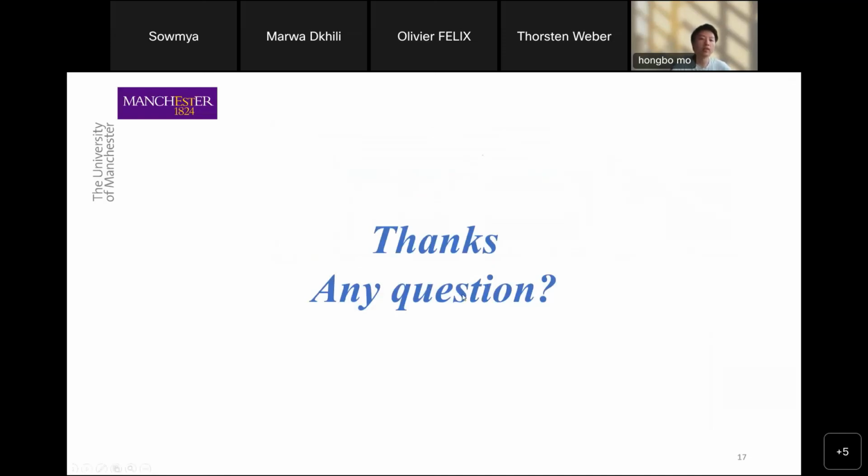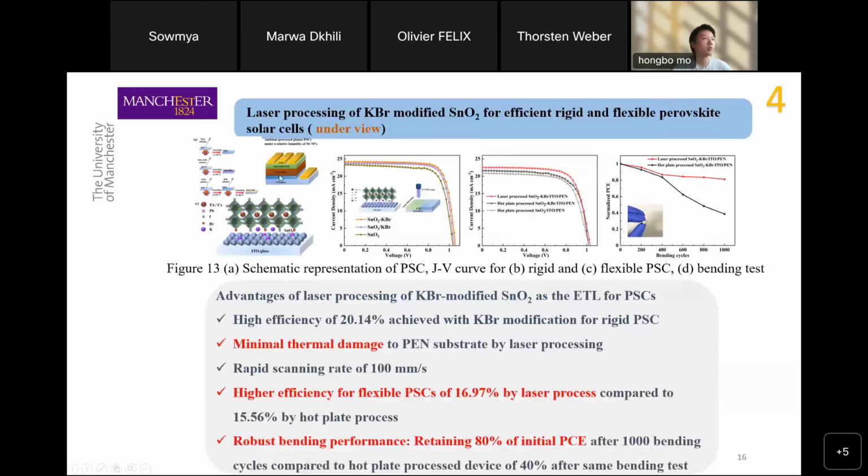So in the future, we can also apply laser processing not only for the ETL, but also for the perovskite and hole transport layer.